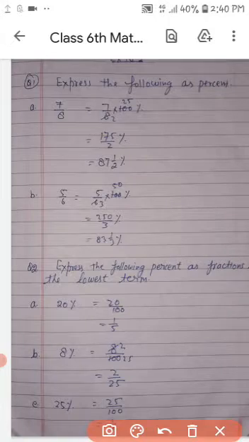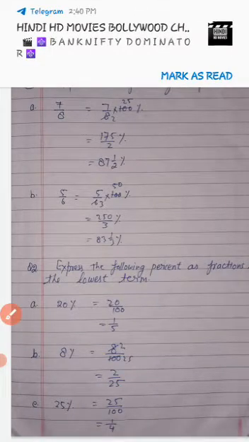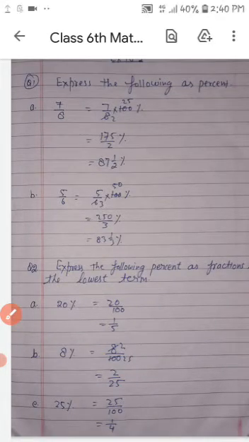Now 8% is equal to 8 upon 100. Cancel out the table of 4: 4 twos are 8, 4 twenty-fives are 100. So it is 2 upon 25. Now 25 upon 100, cancel out the table of 25: 25 ones are 25, 25 fours are 100.